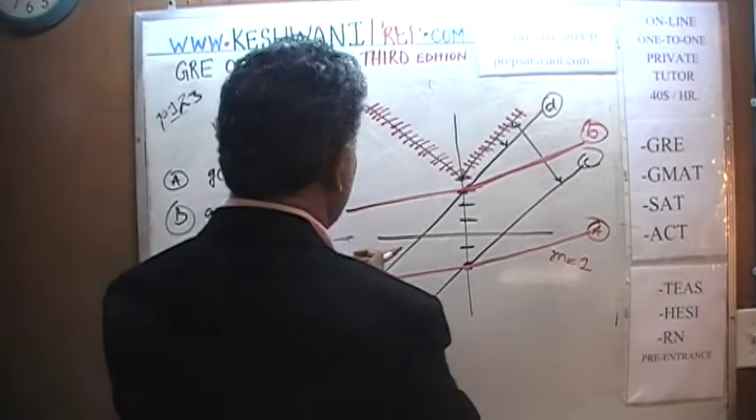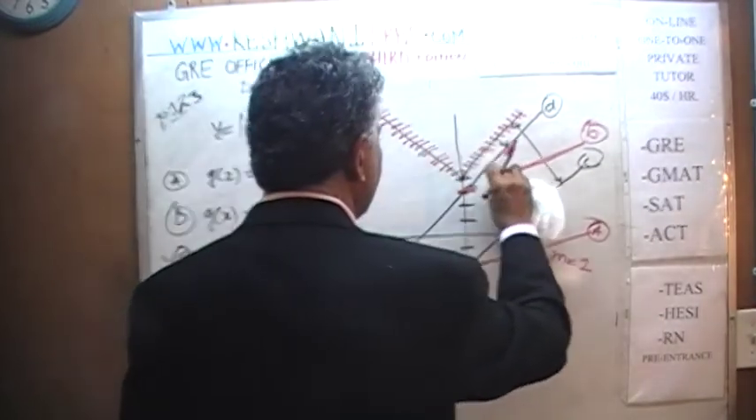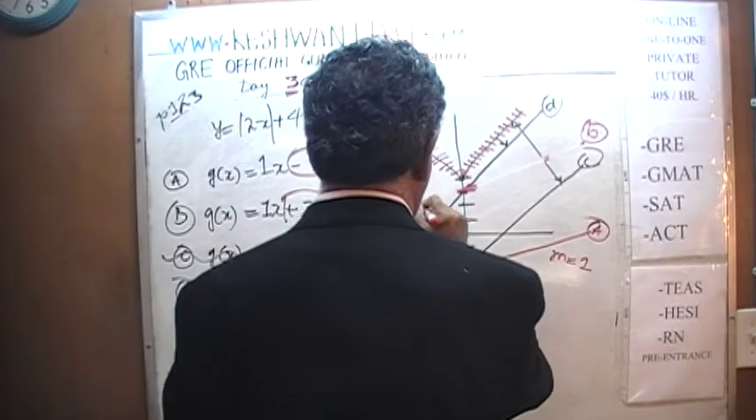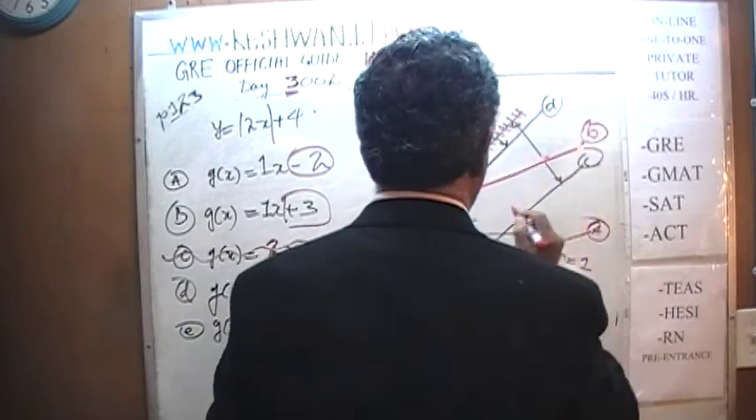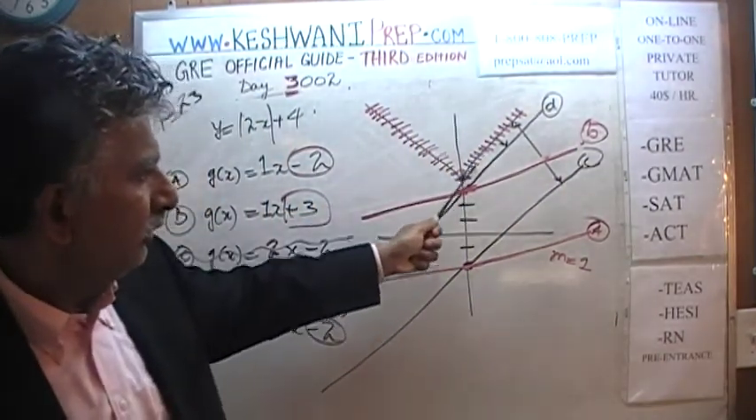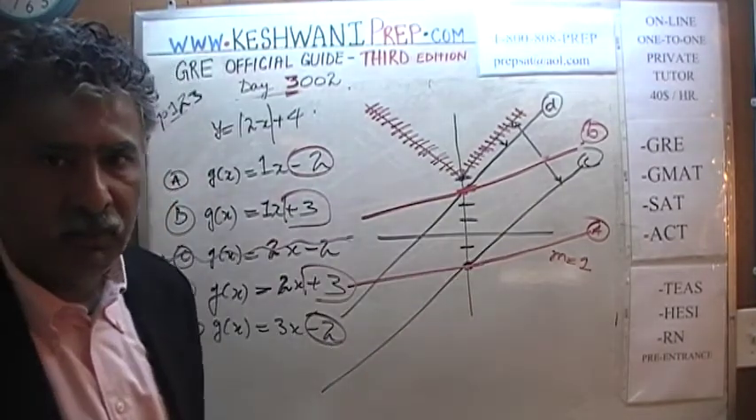It doesn't look very nice, does it? Let me do it freehand, because when you do it in bits and pieces, it doesn't come out very nice. As you can see, they're getting farther and farther apart because this one has a slope of 2 and this one has a slope of only 1.